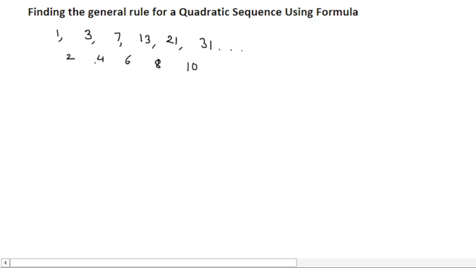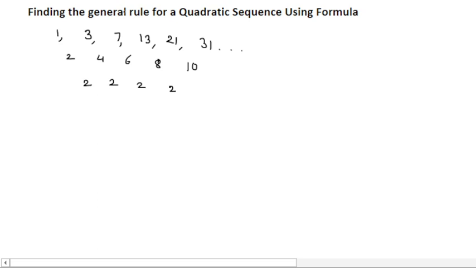If you see, the first difference between the consecutive terms is not equal, which means that it is not an arithmetic sequence. Let us try to find if it is a quadratic sequence. For that, we will have to find the second difference, meaning subtract these first differences yet again. 4 minus 2 is 2, 6 minus 4 is 2, 8 minus 6 is 2, 10 minus 8 is 2. So you see the second differences between all the consecutive terms are equal, which makes the original sequence a quadratic sequence.